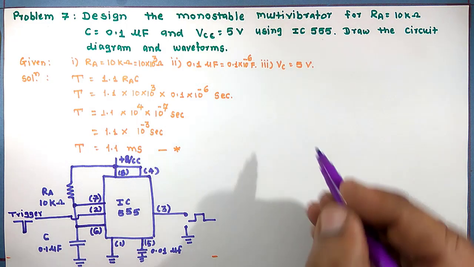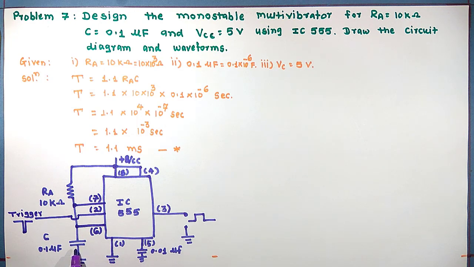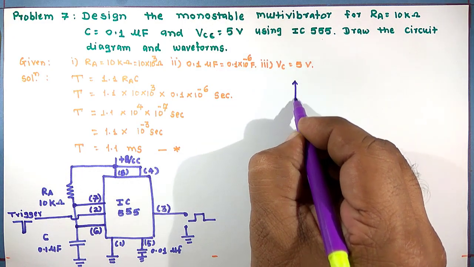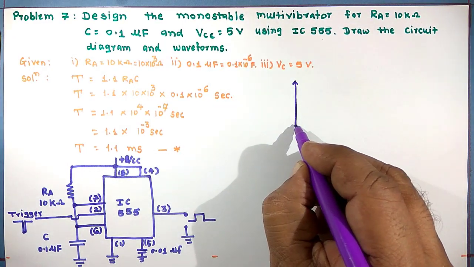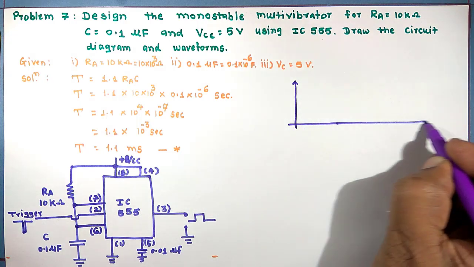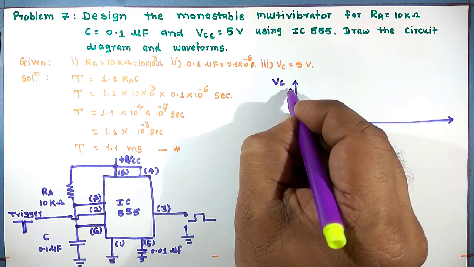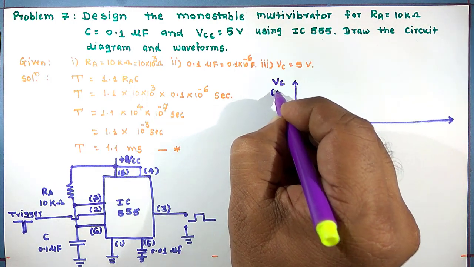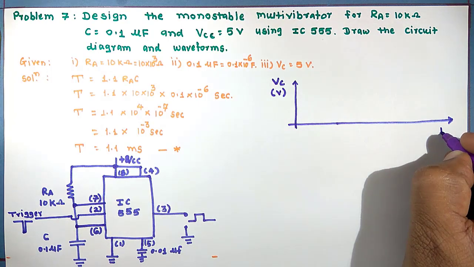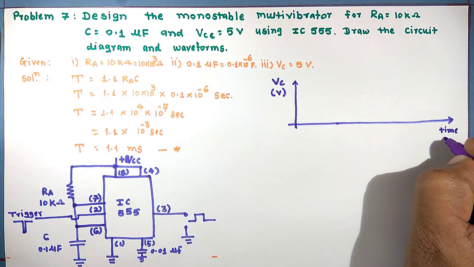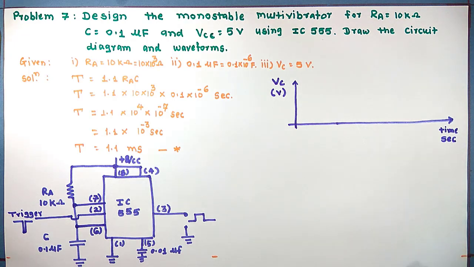Now to draw the waveforms, we will draw two waveforms. Waveform of the voltage across capacitor with respect to time. So first waveform is a waveform for a voltage across capacitor, which is plotted on y-axis, and it is in volts, and time in second is taken on x-axis.